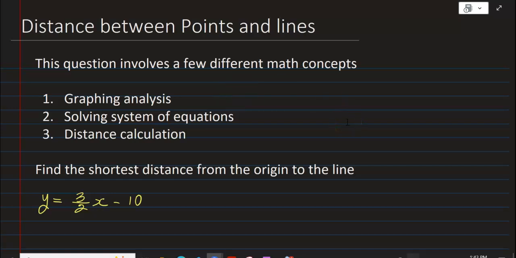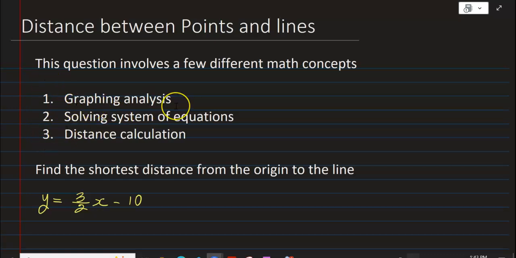So today we're going to look at this question. It's actually a topic in analytic geometry. The concept is distance between points and lines. This specific topic will cover about 3 topics, give and take. These are 3 main topics.